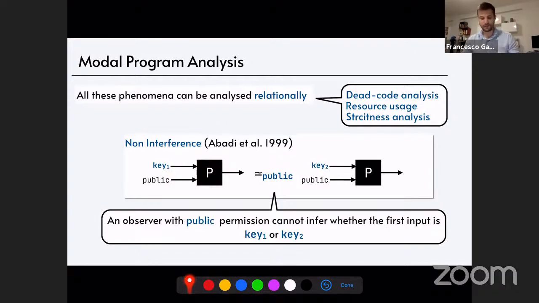And that essentially means that if I'm a public user and I observe the result of these two programs, I see essentially the same thing. So I'm not able to tell, by observing the output of the program, whether the secret input was, let's say, key 1 or key 2. So again, this is actually an information flow analysis of programs, which is performed in a somehow relational way, by means of some sort of program equivalence. We are still at a very informal level.